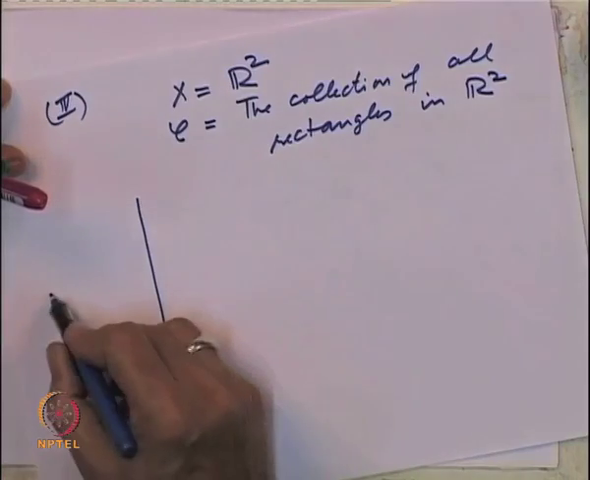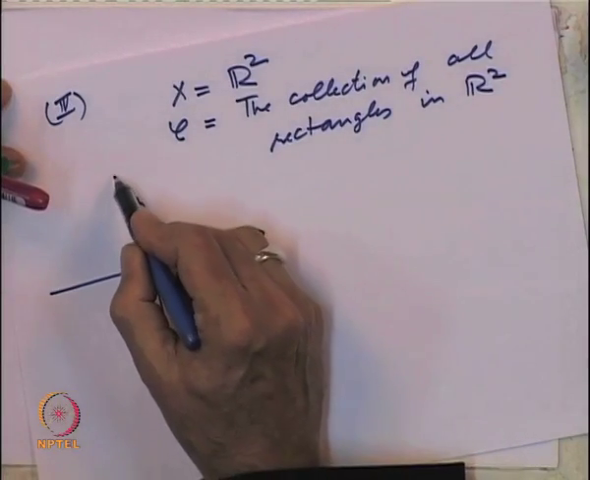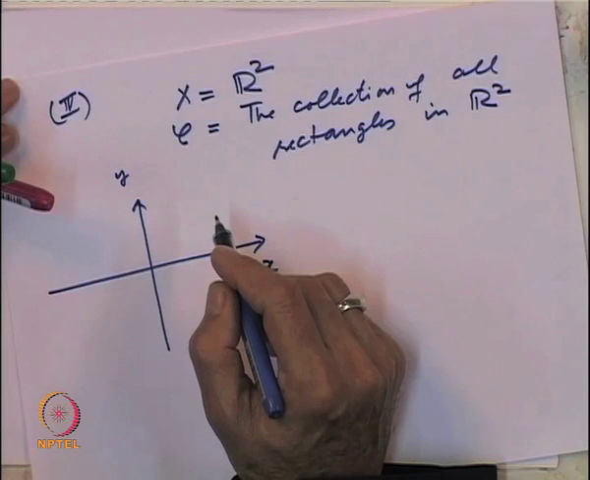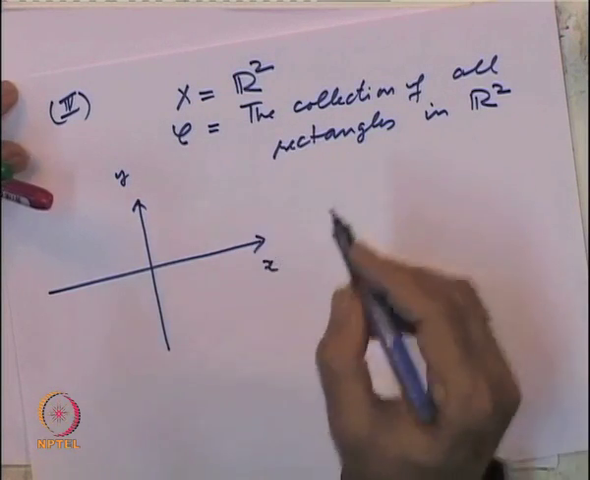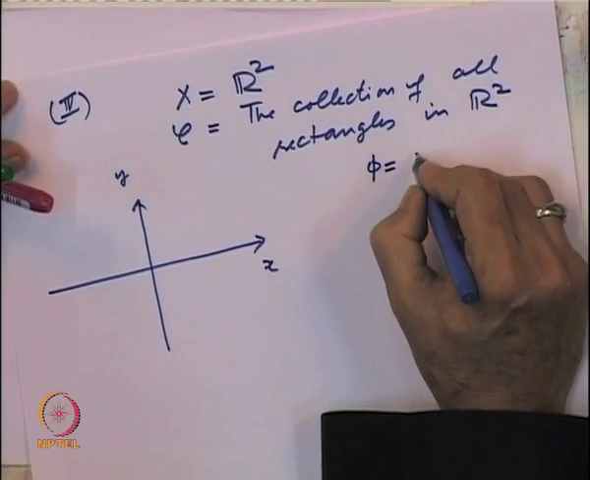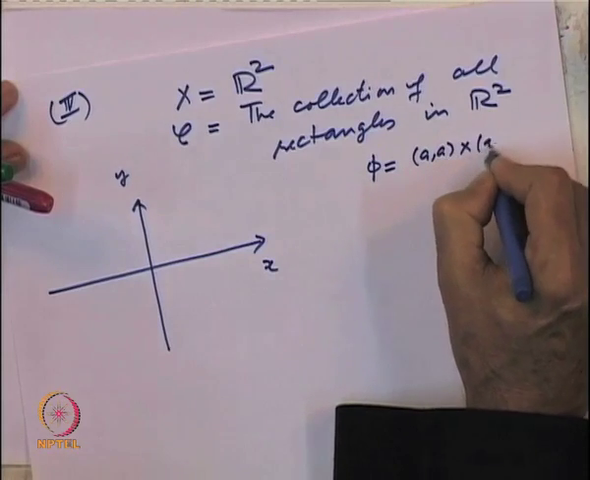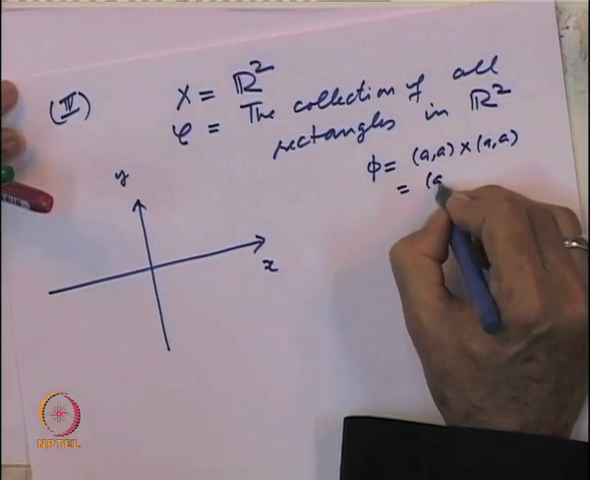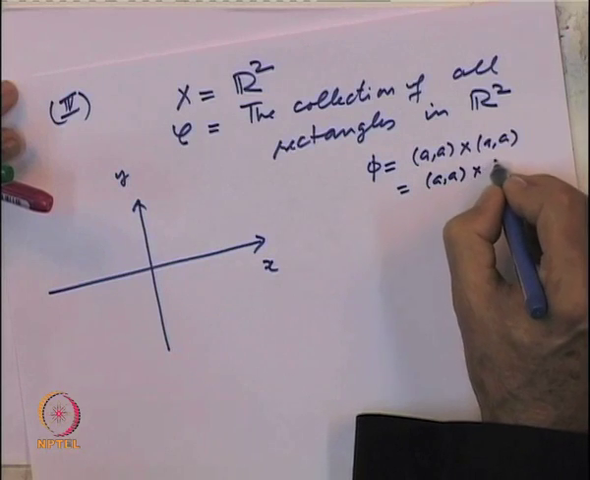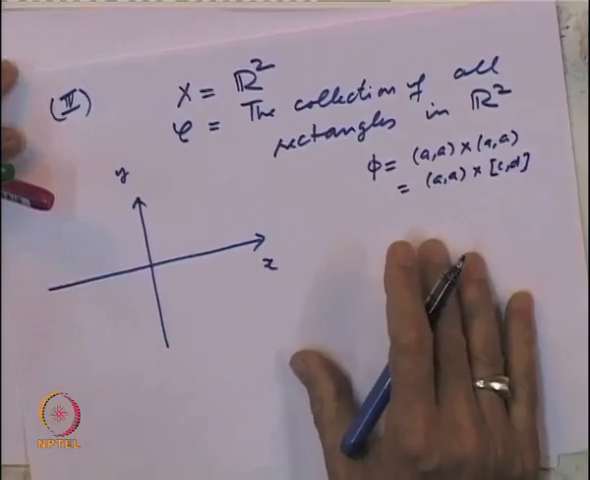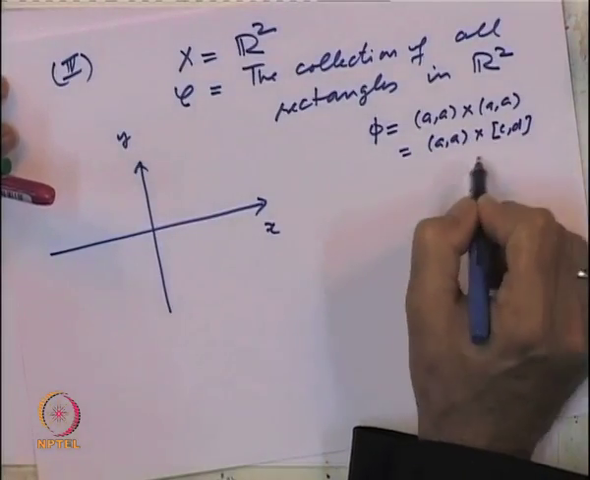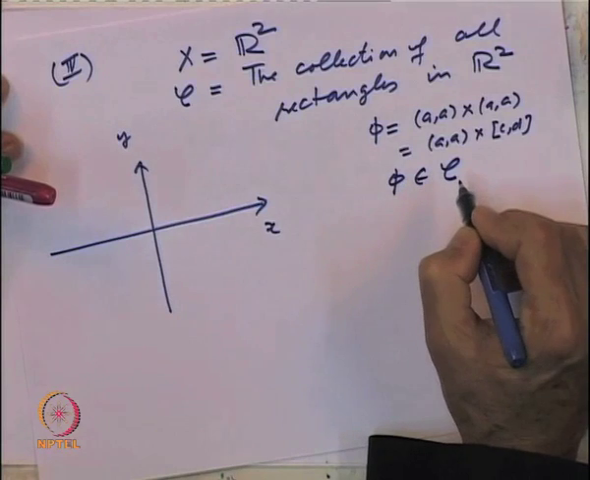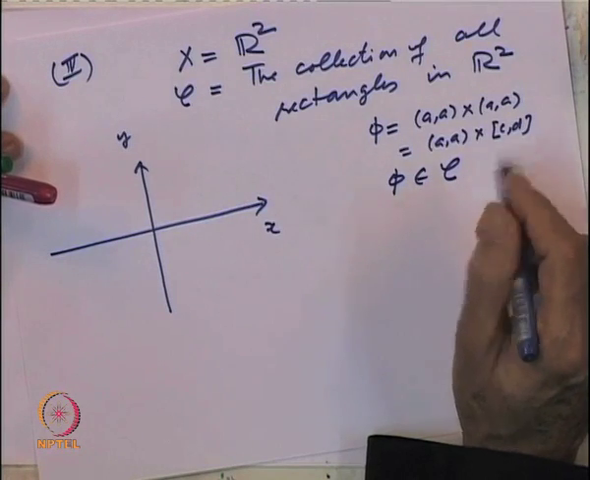So, here is R 2. Let us take, can I say the empty set is a rectangle? Of course, the empty set can be written as (a, a) cross (a, a) if you like, it does not matter, or you can also write it as (a, a) cross (c, d). In both cases it is the empty set or any other such representation. So, the empty set is an element of the collection of all rectangles in the plane.